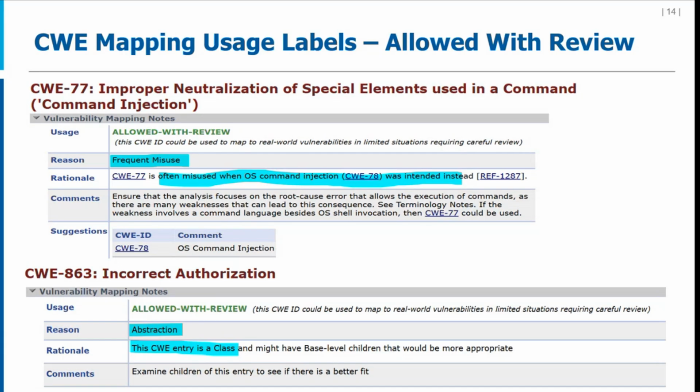So this is a case where we allow mapping to CWE 77, but we're saying the user should really review this. Maybe there's another CWE that would be a better mapping for them to use. And let's go ahead to the next slide.